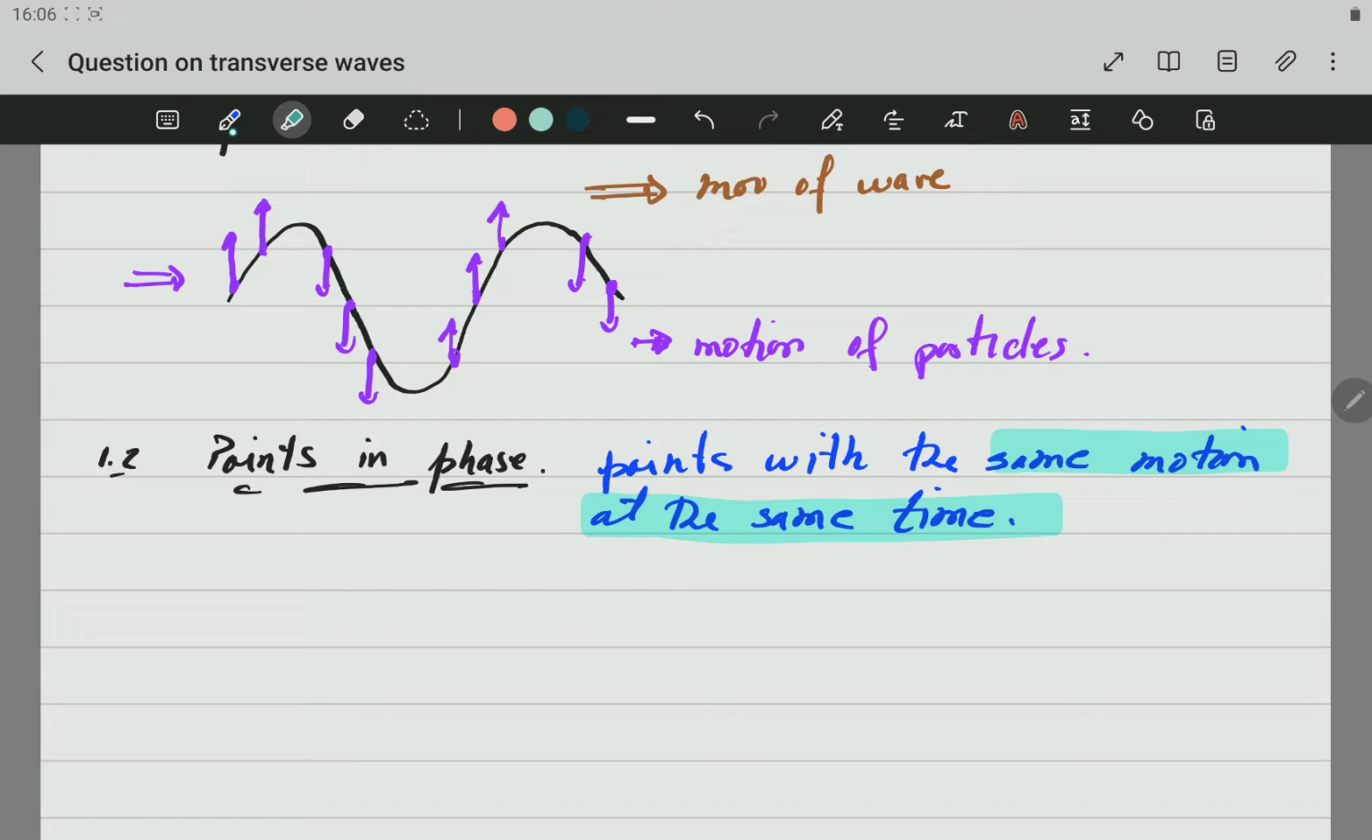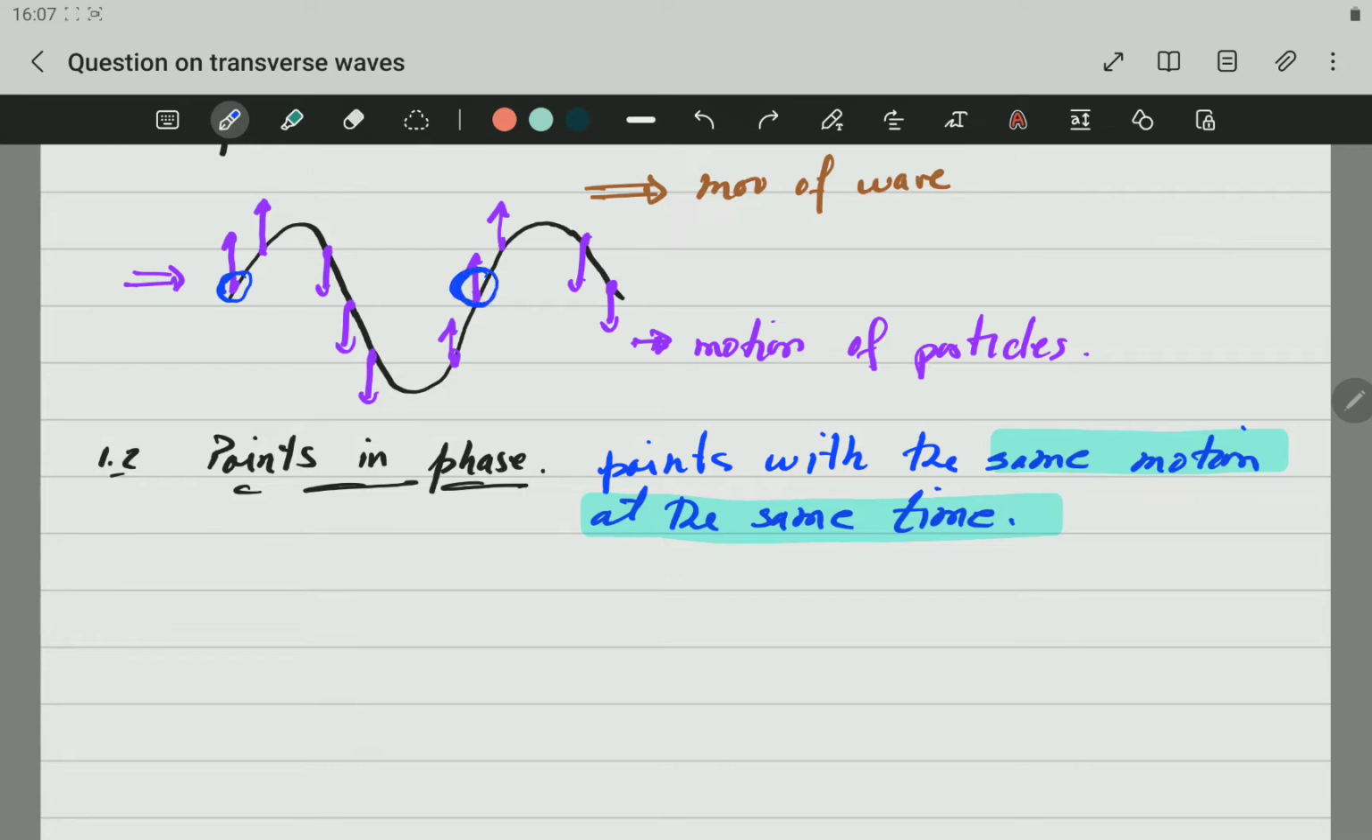For instance, if we look back at the drawing at the top here, this point here does not have the same motion as this point here, as one is moving up and one is moving down. But instead, this point will have the same motion at the same time as this other one.